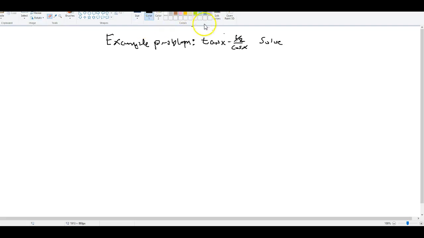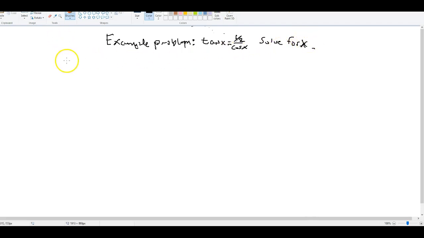It's tan x is equal to 1/2 over cosine x. Okay, solve for x. And we'll talk about solve for x in a moment.